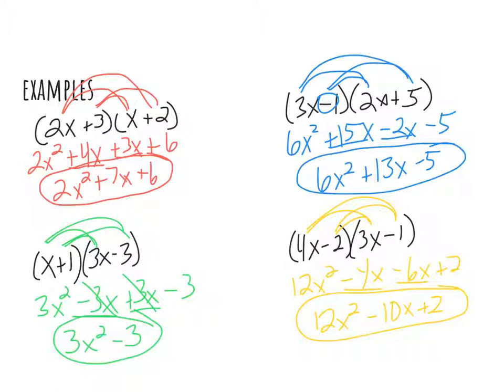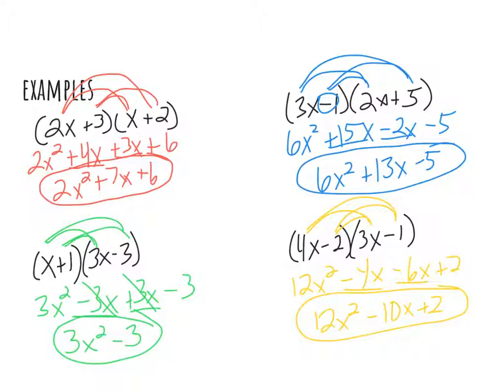Okay, so for this example in the bottom left, we've got x plus 1 times 3x minus 3. We do first, x times 3x gives me 3x squared. Outer, x times negative 3 gives me negative 3x. Inner, I get 1 times 3x and I get plus 3x. And then last, 1 times negative 3 and I get negative 3.